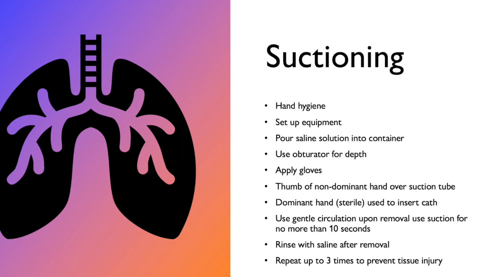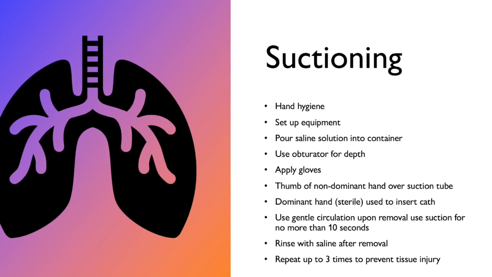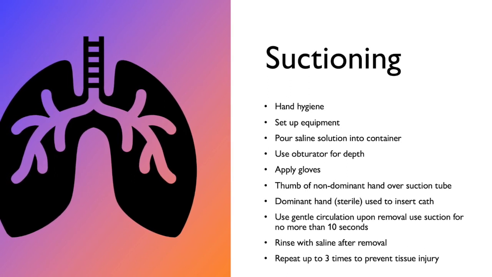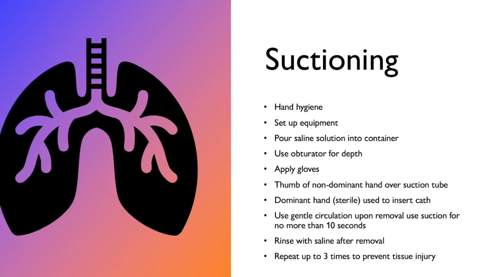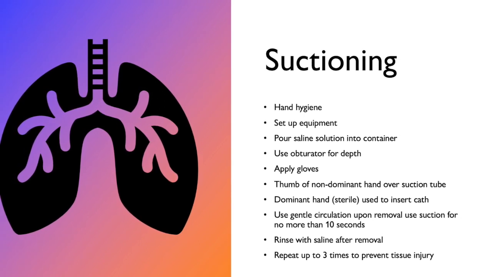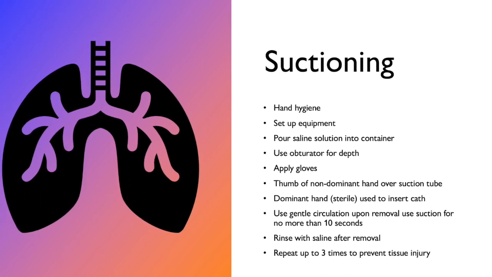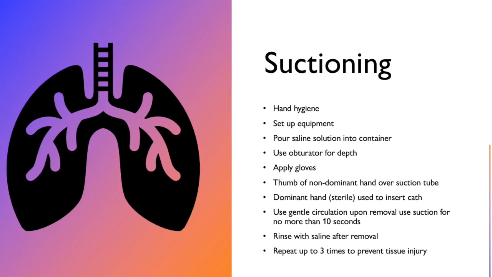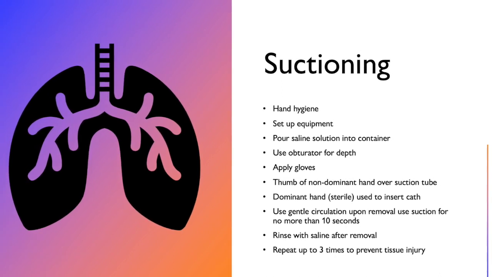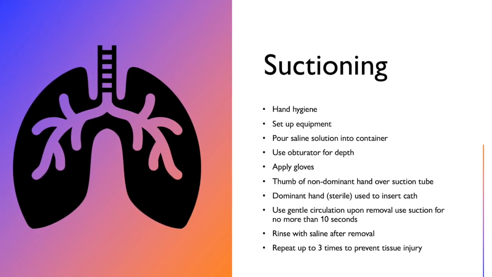So to continue our theme of the lungs and breathing, we are going to talk about suctioning. The steps in performing suctioning are hand hygiene, setting up your equipment, pouring the saline solution into a sterile container, using the obturator to determine that your placement and your depth is correct. Then we're going to apply gloves, use the thumb of your non-dominant hand to cover the end of the suction tube, and your dominant hand is going to remain sterile, and that's going to be used to insert the suction catheter.